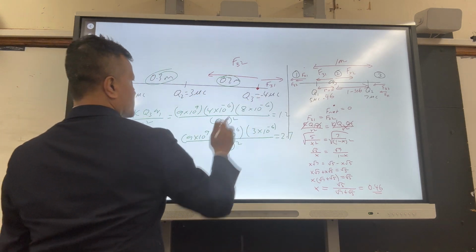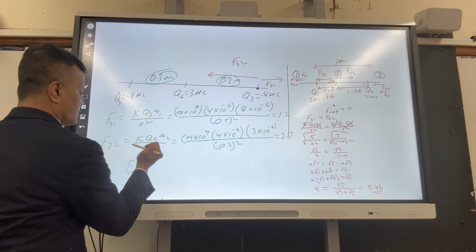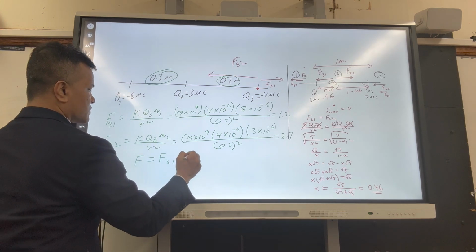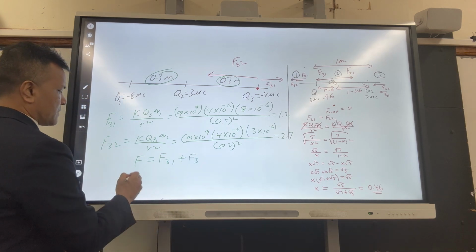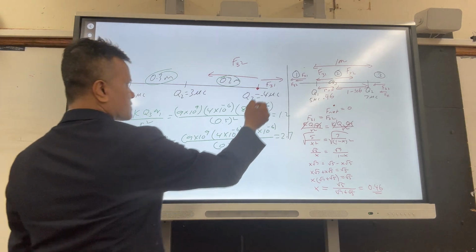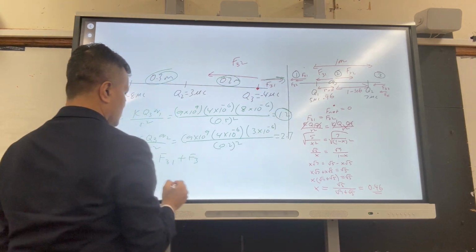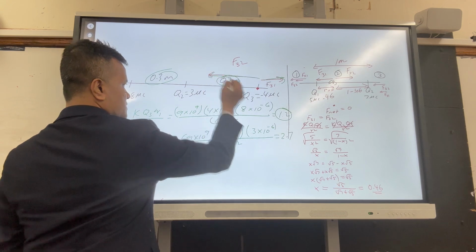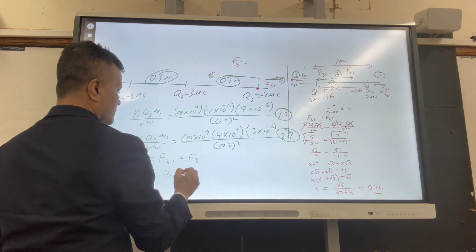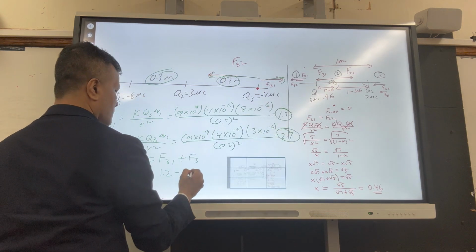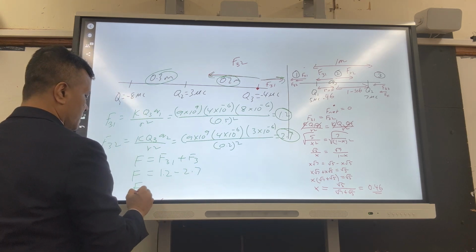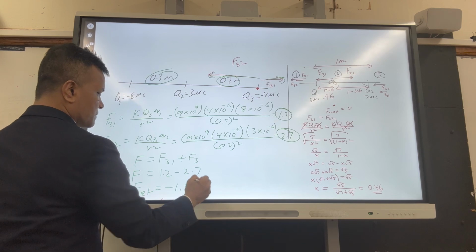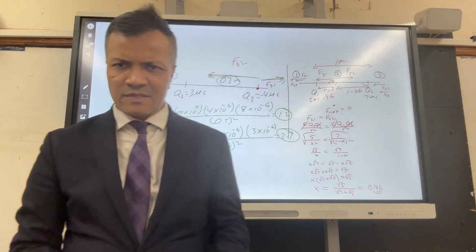Okay, so we're going to write F is equal to F31 plus F32. F31 is positive because it's to the east. F32 is negative because it's to the west. So F must be negative 1.5 Newton. Okay, that's pretty much it.